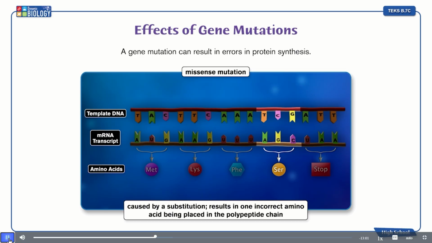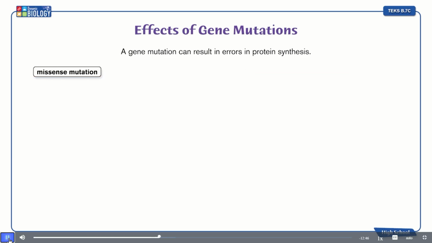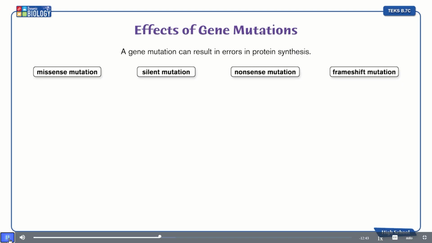To summarize, we can say that missense mutations result in exactly 1 incorrect amino acid being placed in a polypeptide chain, and they are caused by substitutions. Now, let's look at silent mutations.